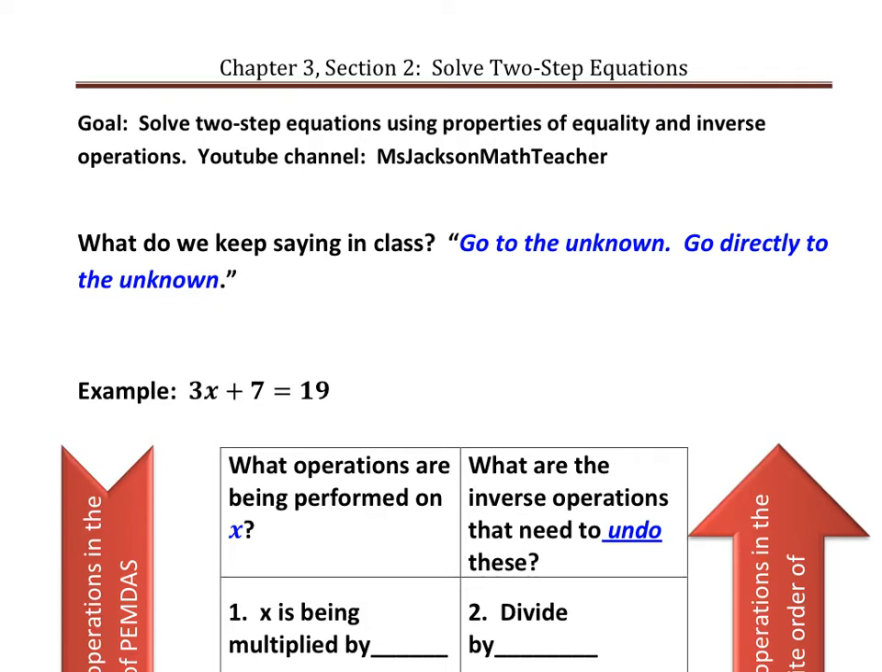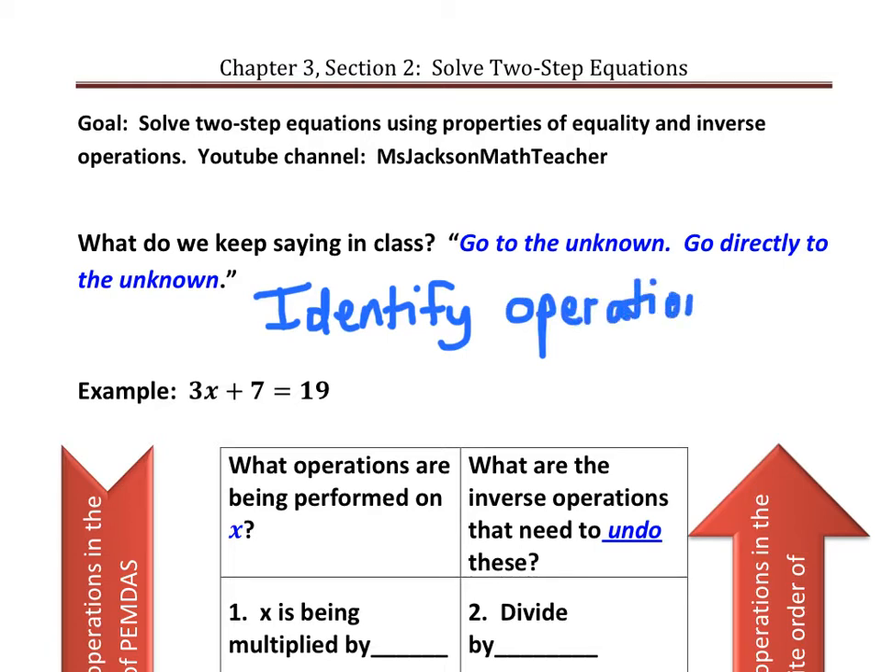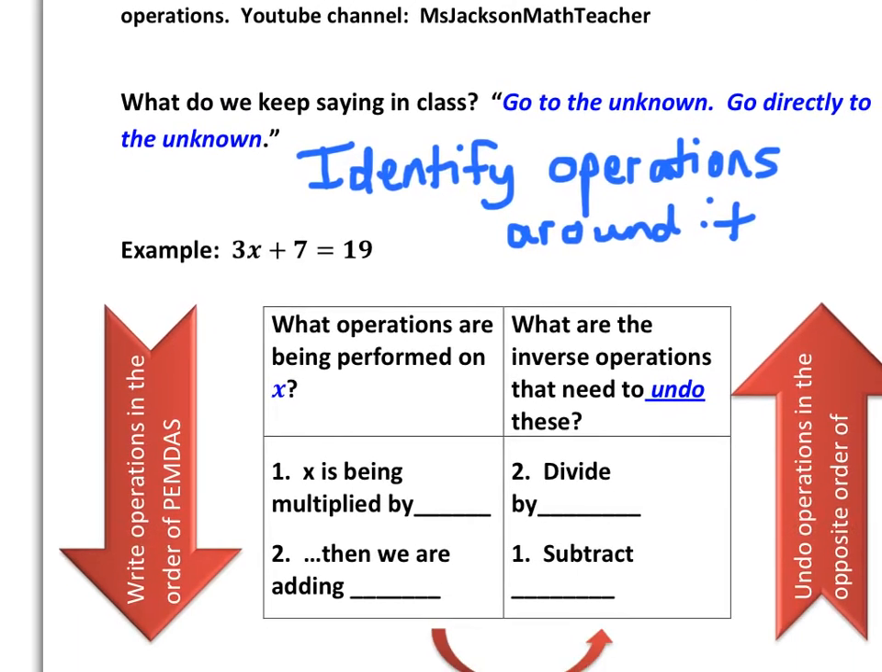Okay, what have I been saying in class? Go to the unknown, go directly to the unknown. Now, why am I saying that? We need to identify the operations around that unknown. So go right to it, look what's around it, and identify the operations around it. Okay, let's look at a specific example here.